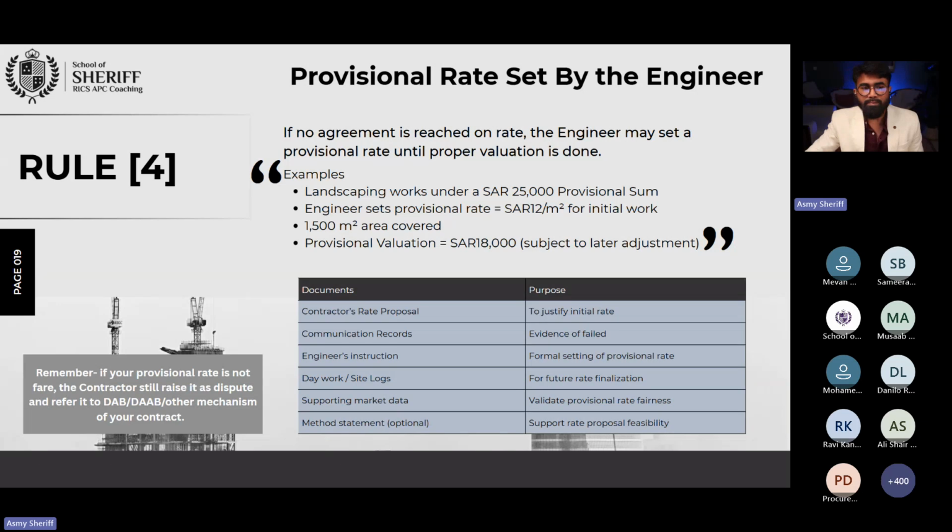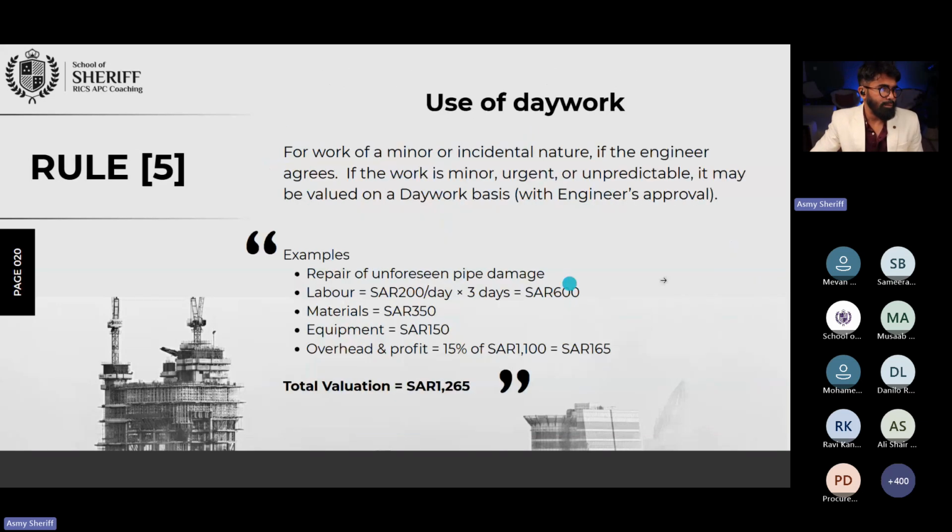We will learn a bit later, if I'm not wrong, in the last slide or the one before it. So we learned the first method, BOQ; the second method, BOQ with a reasonable adjustment; the third method, actual cost plus profit; the fourth method, star rate, the provisional rate by the engineer; and the fifth method, use of day work.